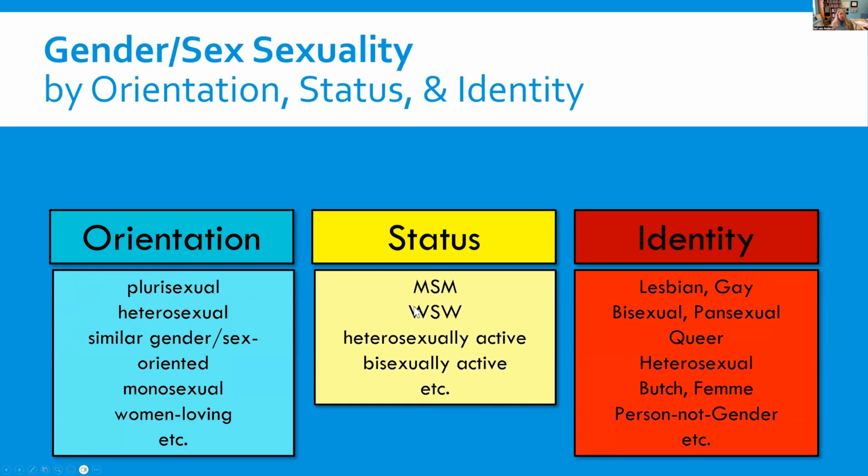Now, how does this play out? When it comes to gender, sex, sexuality, there are all sorts of orientations. Someone might be plurisexual, meaning they're attracted to or aroused by people of multiple genders, sexes. They might be heterosexual, they might be monosexual, and so on. Status, we have MSM, men who have sex with men, WSW, women who have sex with women. You might be heterosexually active, and so on. And identity, there's all sorts of terms. And clearly, these are non-exhaustive lists.